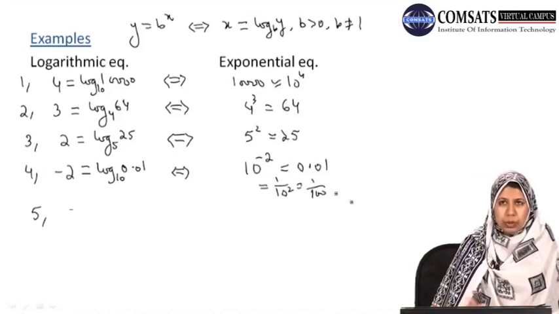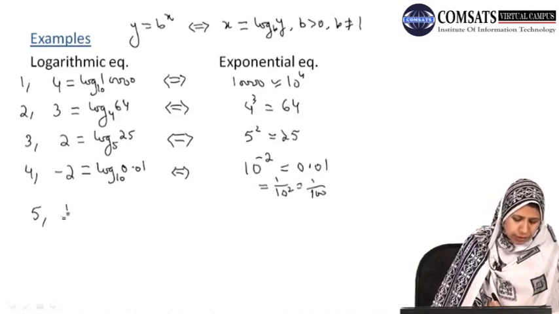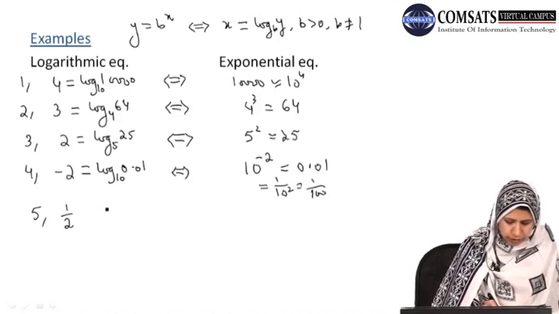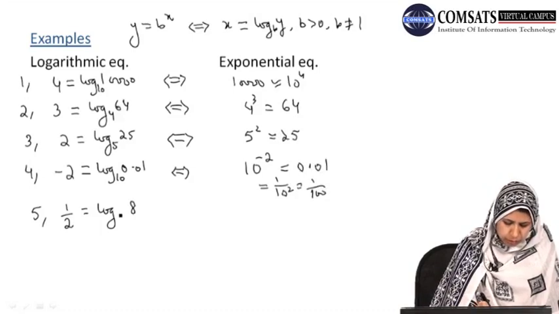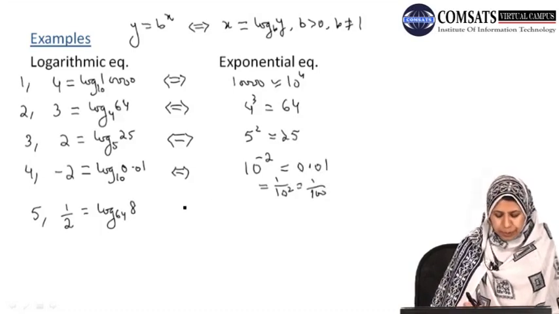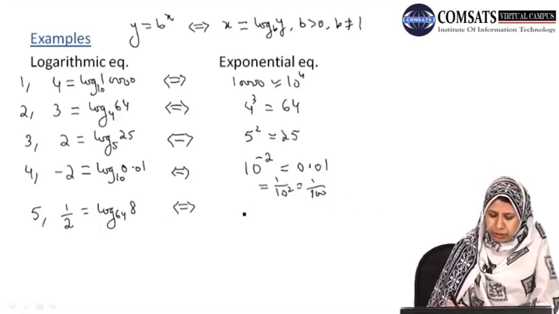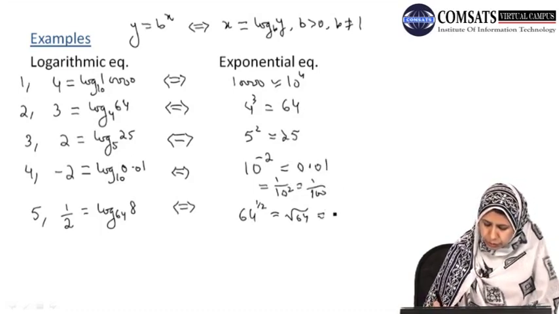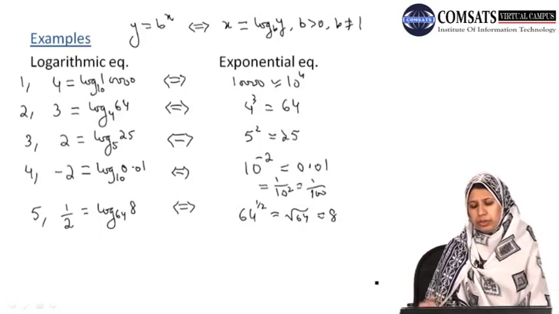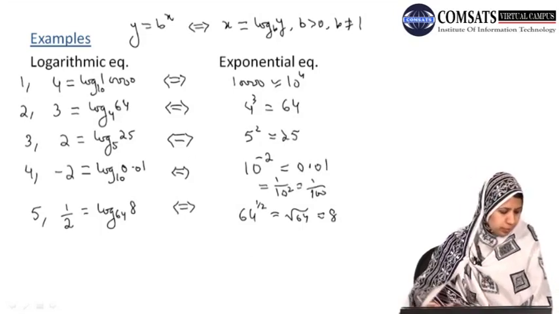Okay, now one more example. If we have x is equal to 1 by 2, written as the log of 8 to the base 64, then the corresponding exponential equation will be 64 to the power 1 by 2, which is the square root of 64, which is equal to 8 according to the general formula.